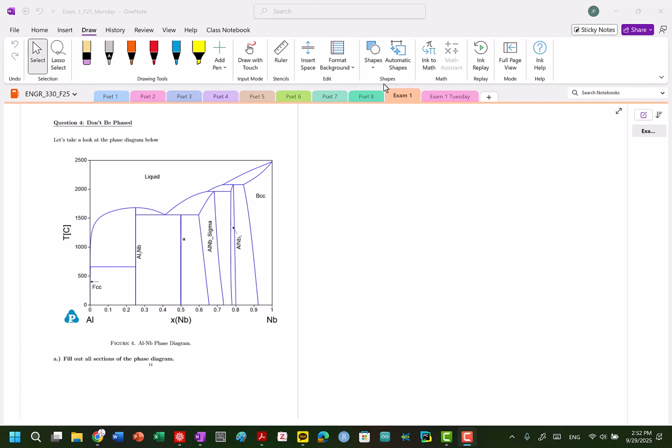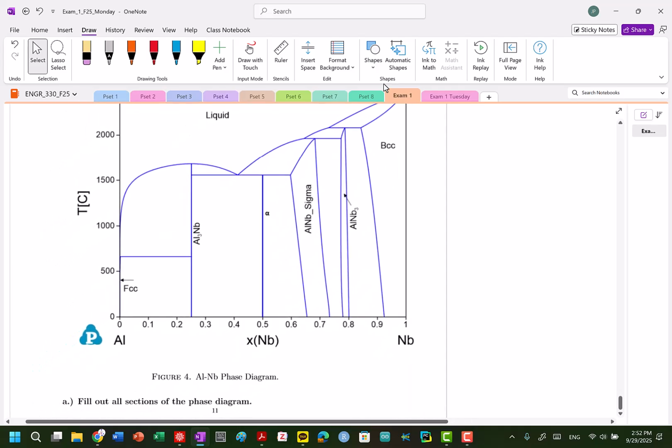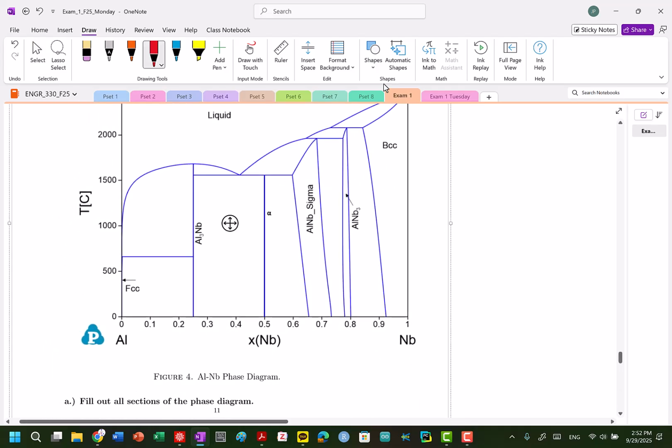All right, let's go ahead and do our last problem on our exam, our phase diagram. So let's fill out all the sections of the phase diagram. This is FCC, so that's going to be FCC plus this. This is going to be liquid plus this.